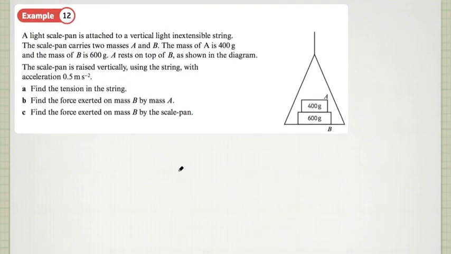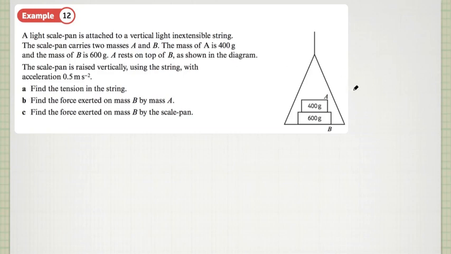So here we have a light scale pan attached to a vertical light inextensible string. The scale pan carries two masses, A and B. The mass of A is 400 grams, the mass of B is 600 grams. A rests on top of B as shown in the diagram. The scale pan is raised vertically using the string with acceleration 0.5 meters per second squared. So I can add acceleration to this diagram. It's raised vertically, which means it's going upwards.